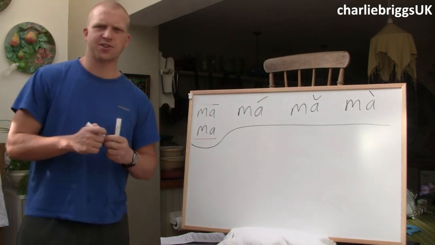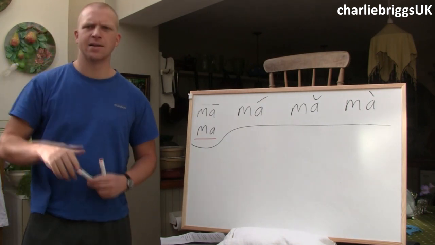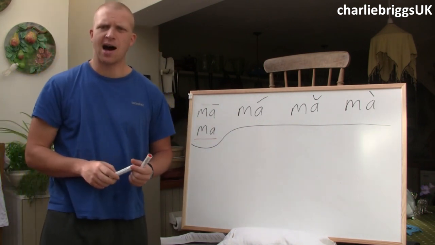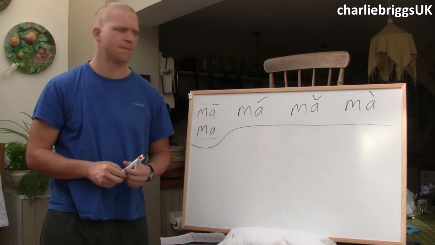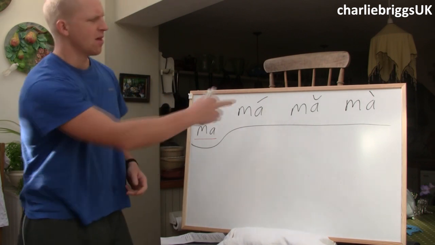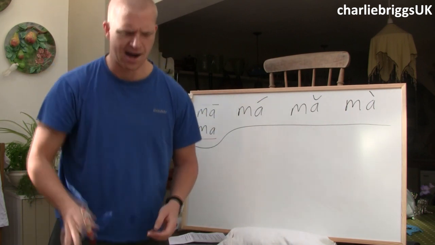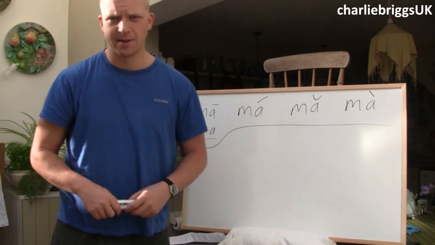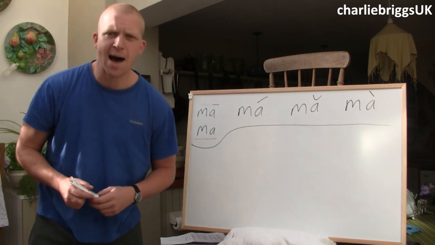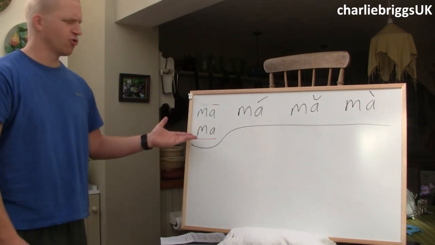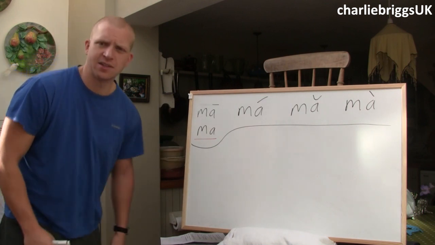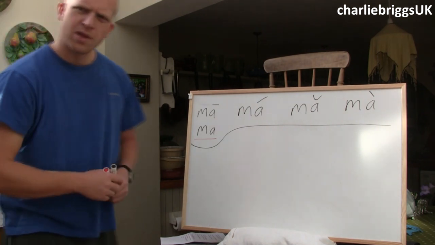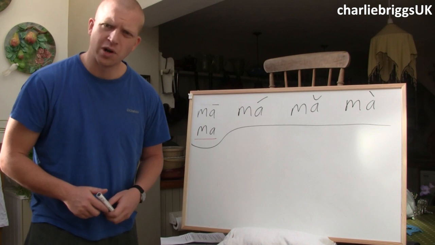Once again, first tone, flat tone, ma, means mother. Second tone, rising, ma, means hemp. Third tone, ma, means horse. Descending tone, fourth tone, ma, means to scold. Neutral tone, ma, we add that at the end of a sentence to make a question. Okay, so let's start with putting these tones into use and getting some words done.